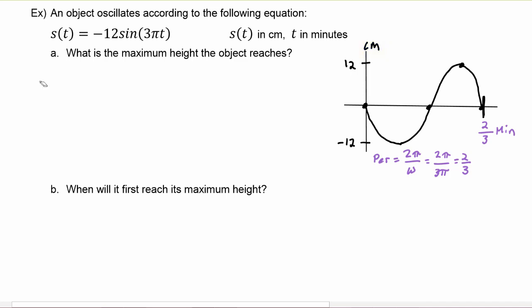So in part A, we have a really easy question. What is the maximum height the object reaches? We know the max is just going to be the amplitude, which is the absolute value of -12, which is 12, and our units are centimeters.